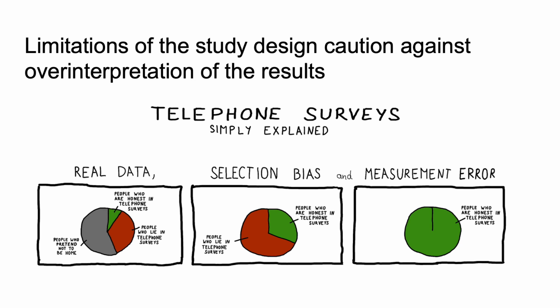Here you can see a good illustration of selection bias and measurement error in comparison to real data based on telephone surveys. So in real data, we would have people who are not willing to answer the phone. There will be people who are honest in telephone surveys, and there are people who lie in telephone surveys. If we have selection bias, we already exclude people who actually do not take those surveys. And if we have measurement error, we only end up with people who we think are honest in telephone surveys, which leads to measurement error.